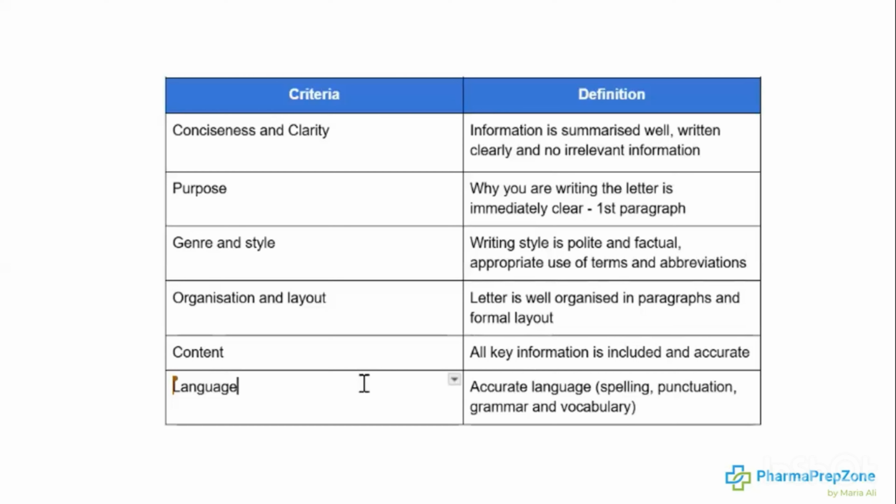And the last criteria is language. Your language should be accurate in terms of spelling, punctuation, grammar, vocabulary, articles, prepositions, and even coherence. By coherence, I mean you have to use signposting very well. And we have separate lectures for signposting, grammar, vocabulary, spelling, and even the use of articles and prepositions as well.